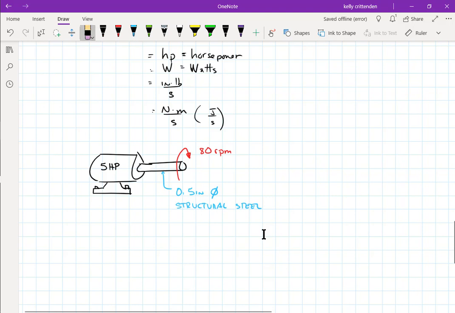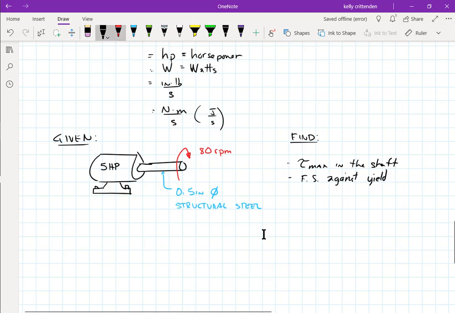Okay, so we got all this stuff. And maybe we want to find, well, we don't know the torque here. We know the speed, we know the horsepower, we know something about the size of the shaft and the material of the shaft. Let's say that we find the tau max in the shaft and factor of safety against yield. All right, so we want to find those things to see if this 1/2 inch structural steel shaft is up to the task of dealing with whatever this motor is doing.